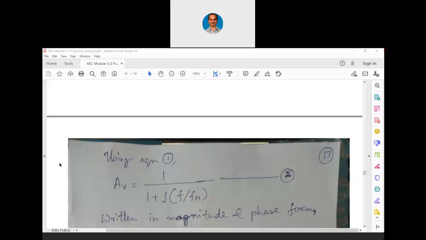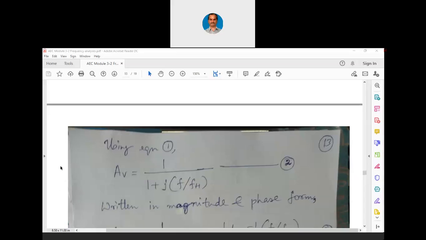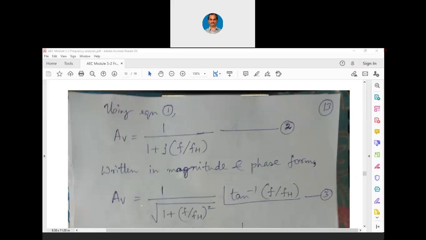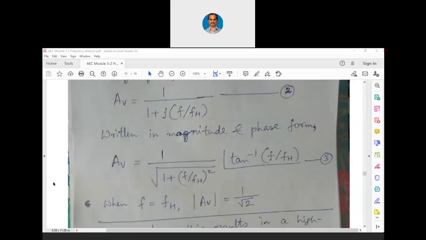Now we can write this in the magnitude and the phase form as a standard expression. We can write it as Av equals 1 by square root of 1 plus (f by fh) whole squared, with the angle being tan inverse of f by fh. As we did in the previous analysis, we can proceed in the same manner for plotting the Bode plot. Bode is our favorite scientist now. So using the same methodology, we can draw the Bode plot.